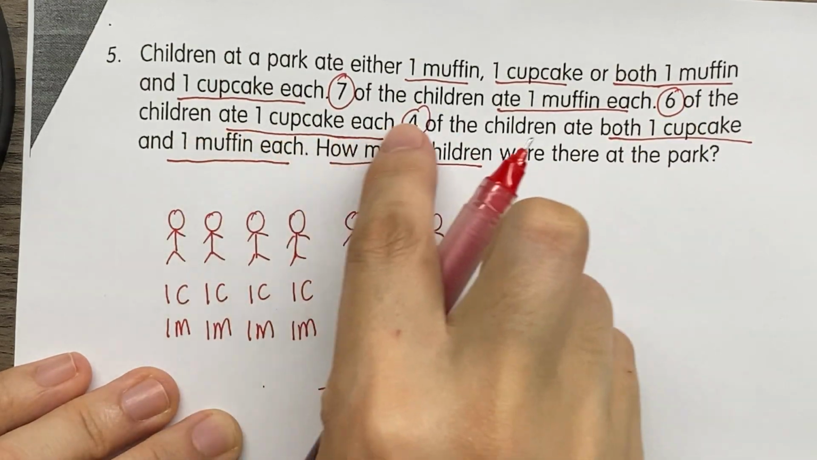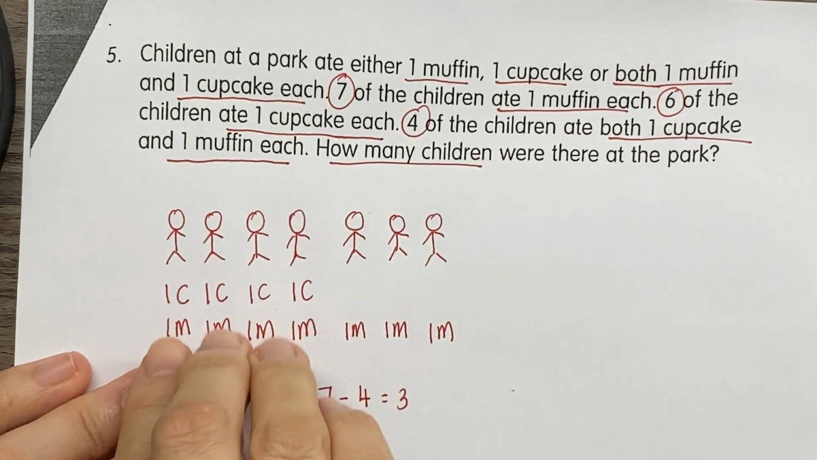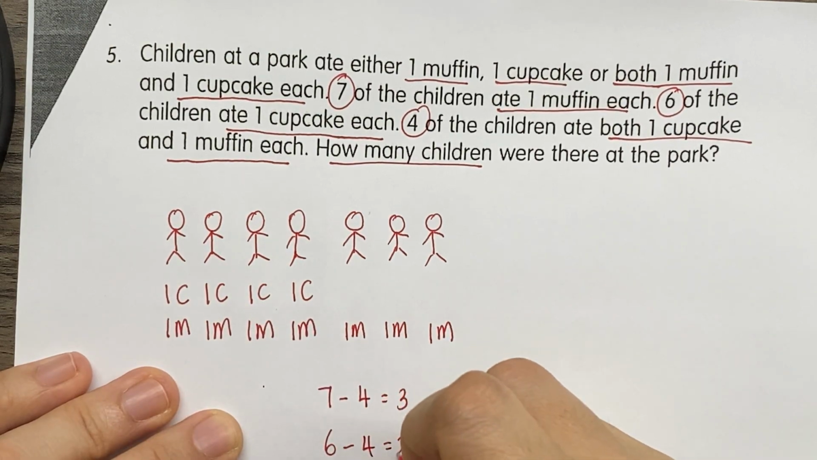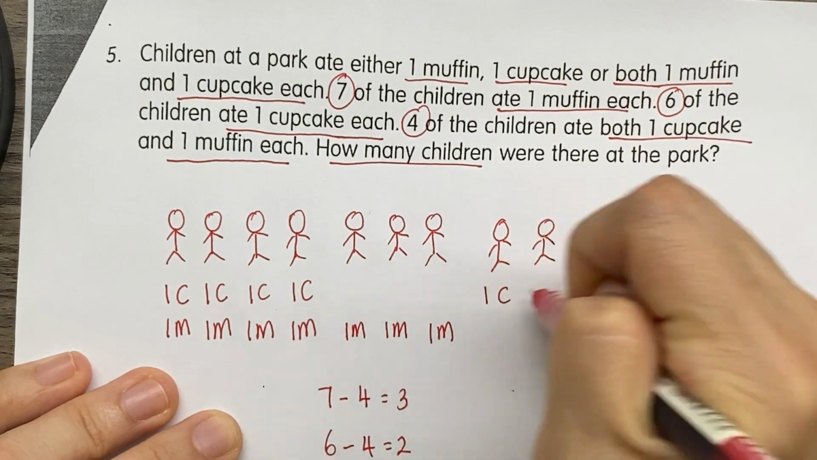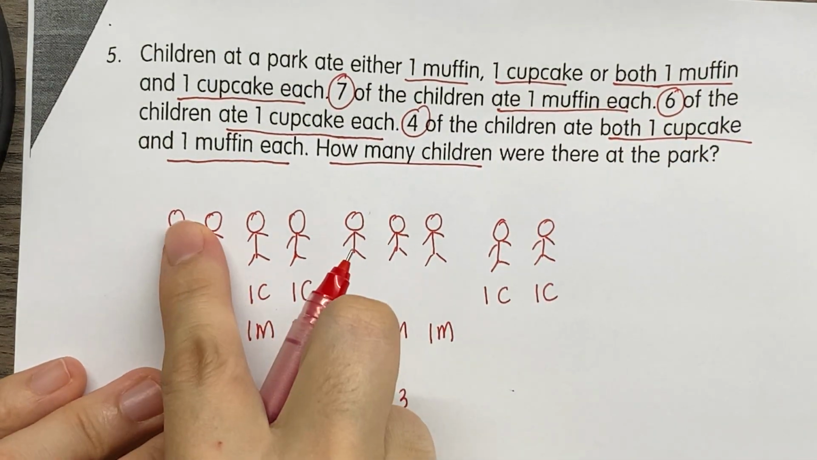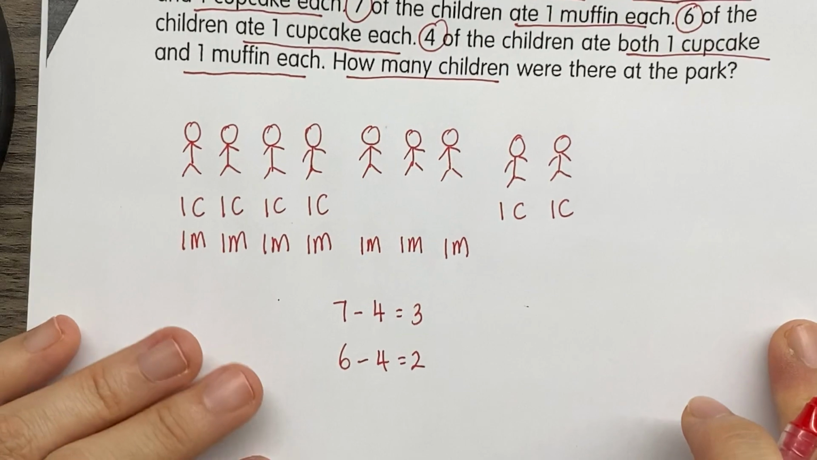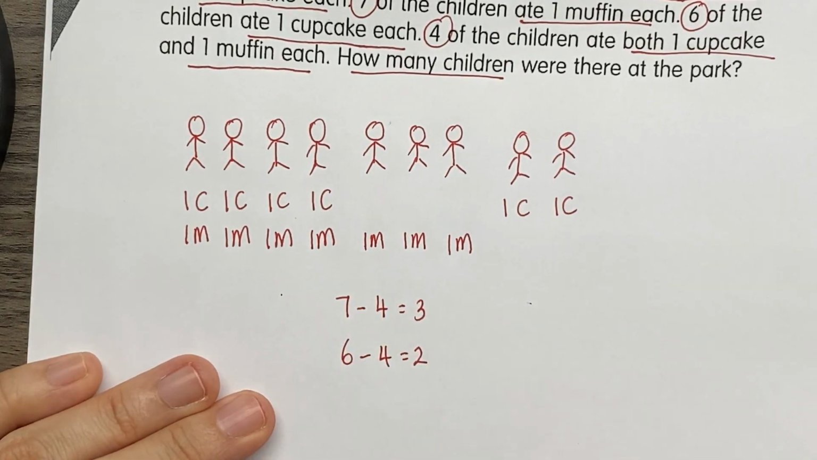6 of the children ate 1 cupcake each. So I will use 6 take away 4. I'm left with 2. So I'm going to have 1, 2. You would have gotten the answer because you can count. But let's try to get the answer by equation as well.